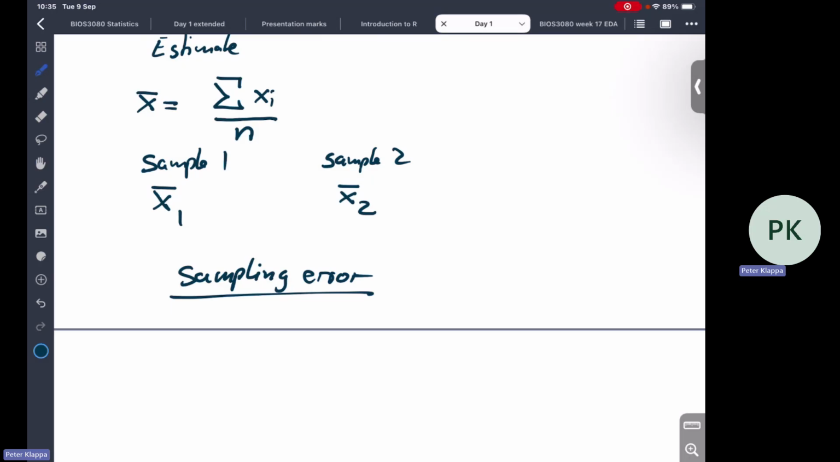I hate the word error because there is no error in it. We have done everything by the book. We have done every measurement exactly how we should do. I would like to change that to sampling uncertainty, because there's an element of uncertainty depending on who I pick, but it's not an error. But statisticians say it's sampling error.